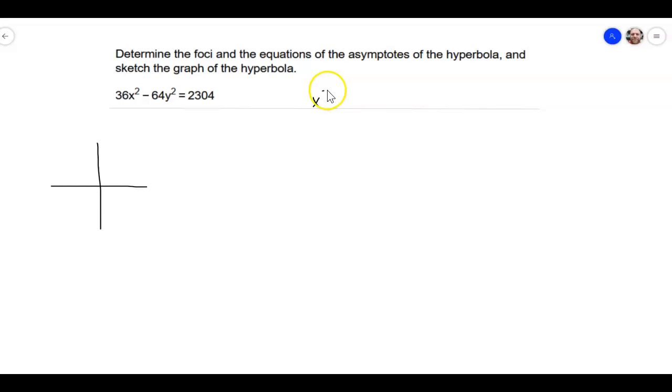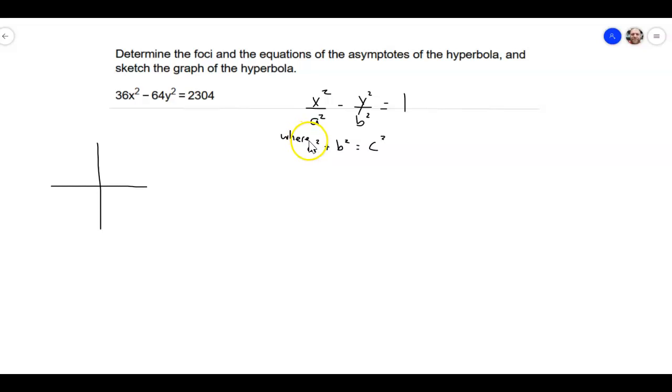So the formula is x squared over a squared. This is the formula where the x comes first, over a squared, minus y squared over b squared is equal to 1, where a squared plus b squared is equal to c squared.